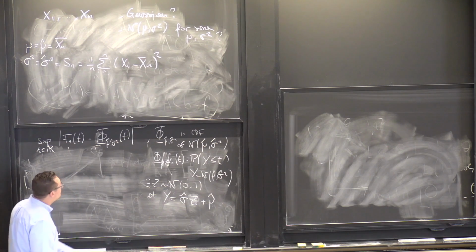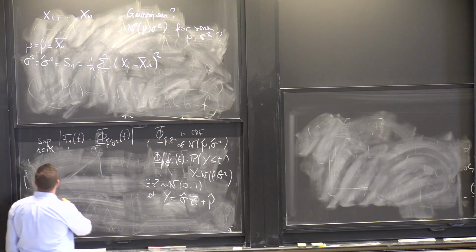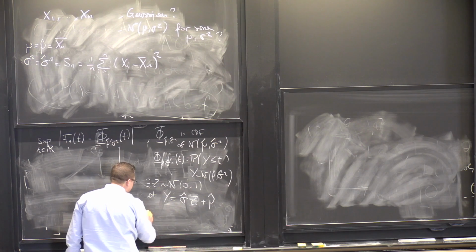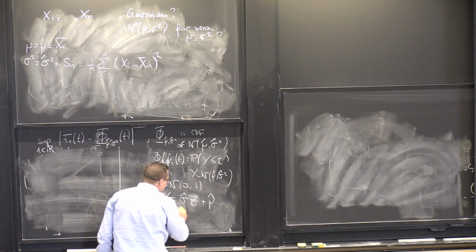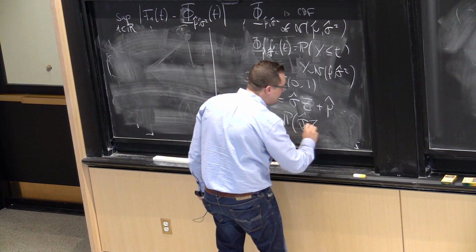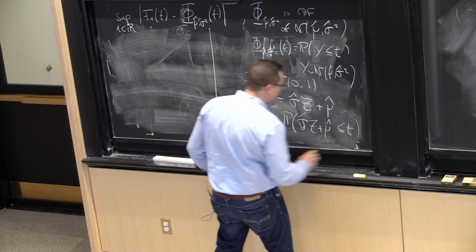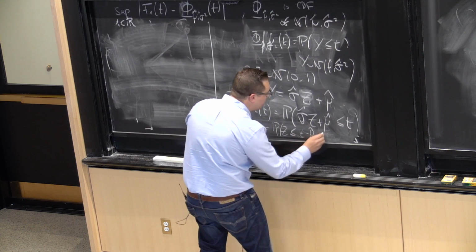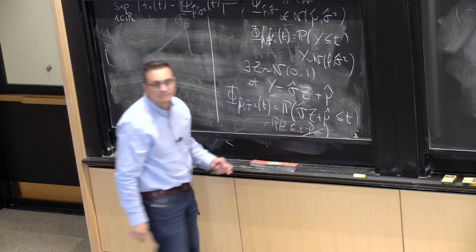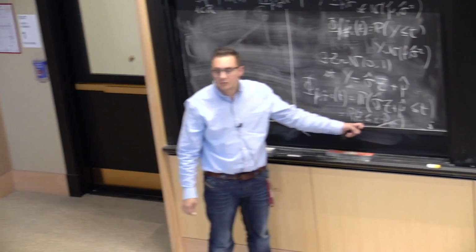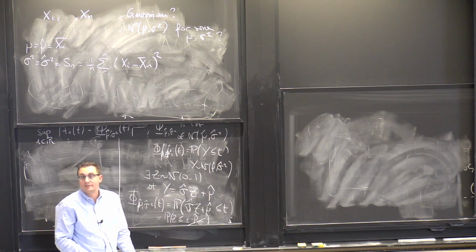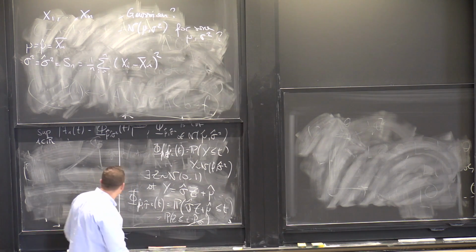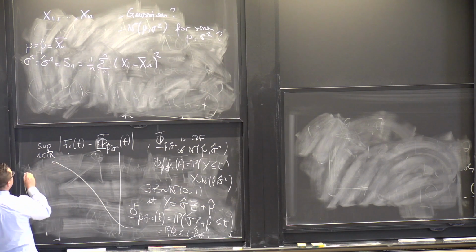Okay, so now what is this guy here? This implies that phi mu hat sigma hat squared of t is equal to the probability that sigma hat z plus mu hat is less than t, which is equal to the probability that z is less than t minus mu hat divided by sigma hat. But now, when z is a standard normal, this is really just the cumulative distribution function of a standard Gaussian, evaluated at a point which is not t, but t minus mu hat divided by sigma hat.